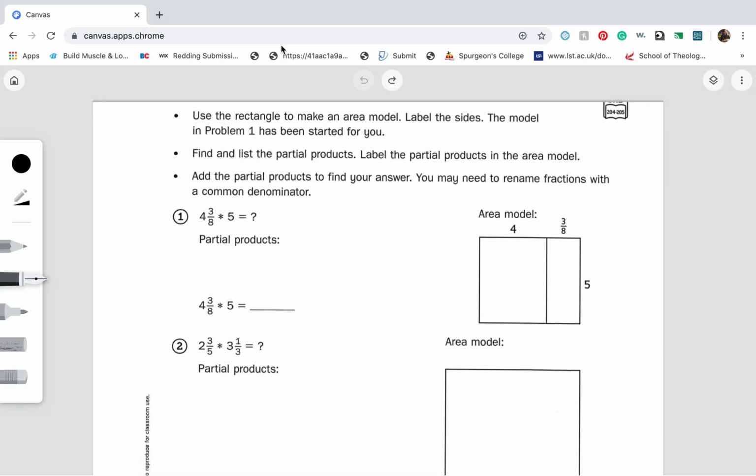Today we're going to continue using the area model and partial products. But this time we're going to take this a step further and multiply mixed numbers using the area model and partial products. So let's read the directions before we begin.